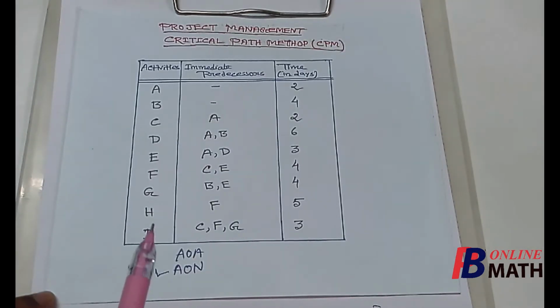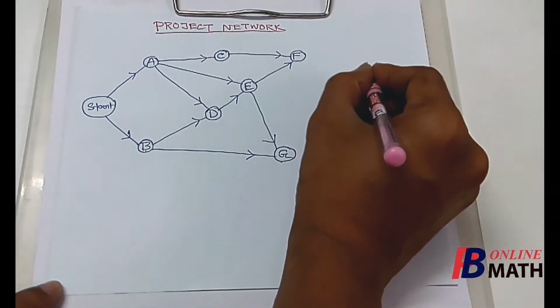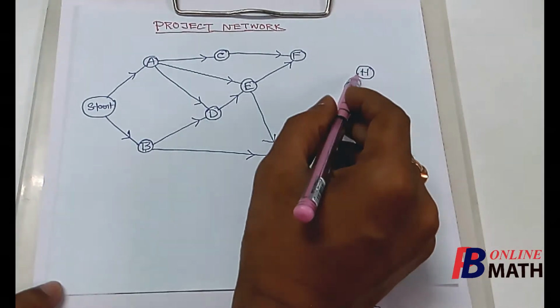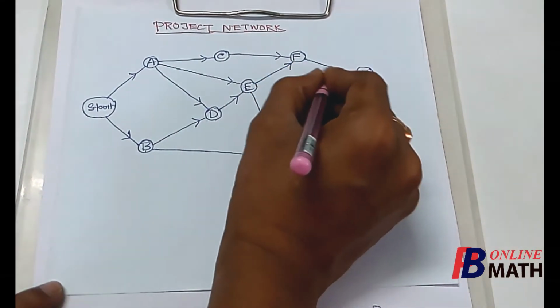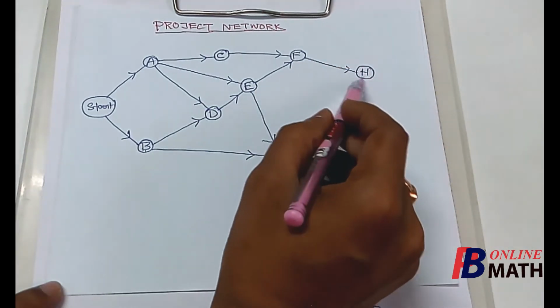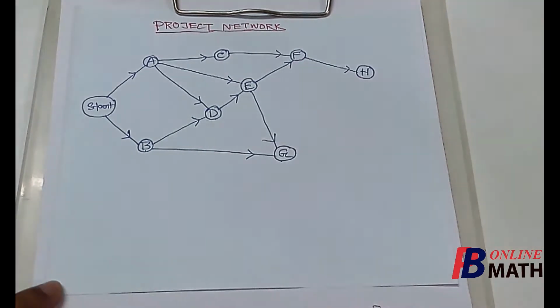The next activity is H, which has only one immediate predecessor, that is F. So we represent the activity H by this node H, which has only one immediate predecessor, that is F. So we connect these two nodes by this arc. So the activity H can be started only if the activity F is completed.